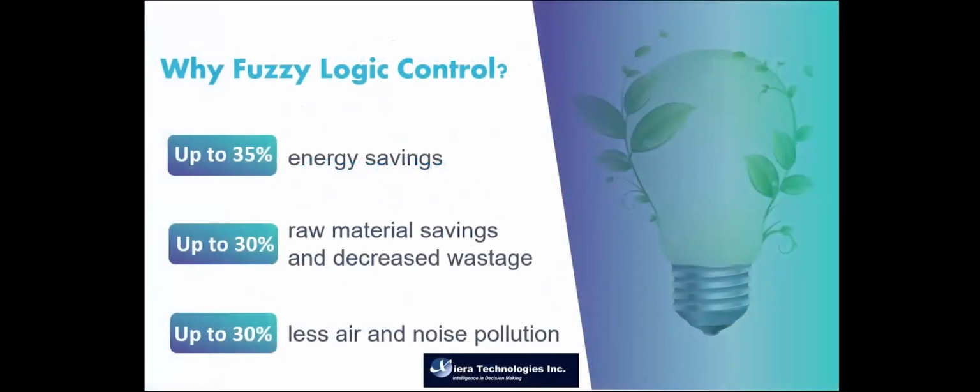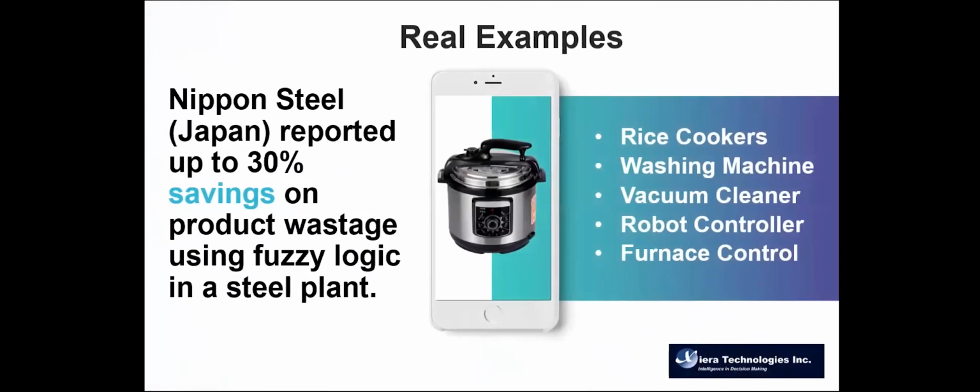So why fuzzy logic control? It's been around for decades, and what we've seen is that generally we can have up to 35% energy savings. There have been results that have been even higher than that, up to 30% raw material savings and decreased wastage, and up to 30% less air and noise pollution. A real example of where this has been applied in the process industry is Nippon Steel in Japan, which reported up to 30% savings on product wastage using fuzzy logic in a steel plant.